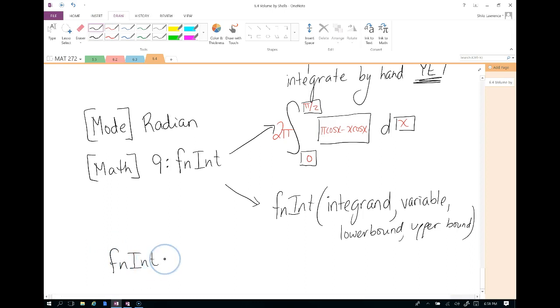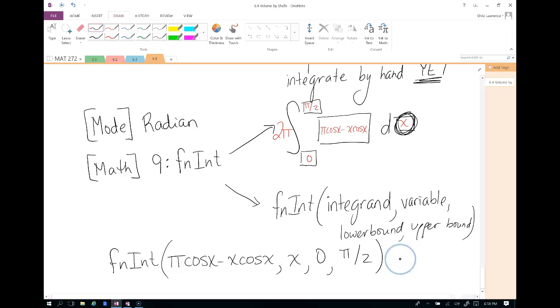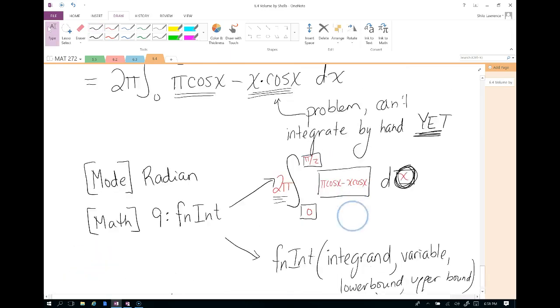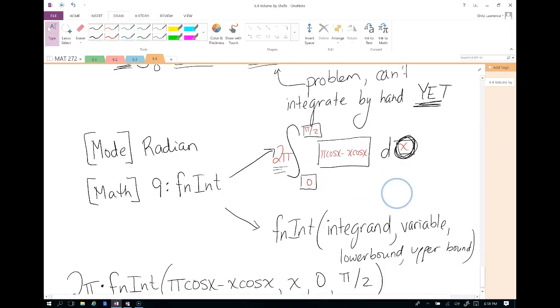So for this particular problem, we would enter it as so. It would say FNINT when I selected Math 9, and then I would write pi cosine x minus x cosine x, comma, and then I would just say x because we're integrating with respect to x. That's what goes here. And then 0, comma, pi over 2, close parentheses, and hit enter. No matter what type of calculator you have, you will get the same answer. Once we get this answer, remember we have to multiply it by 2 pi because we pulled that 2 pi out in the front when we set up our integral, this 2 pi right here.